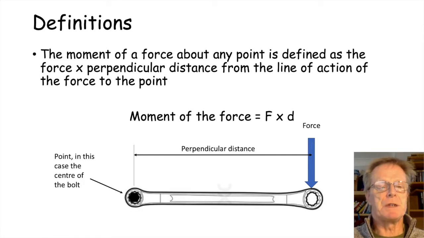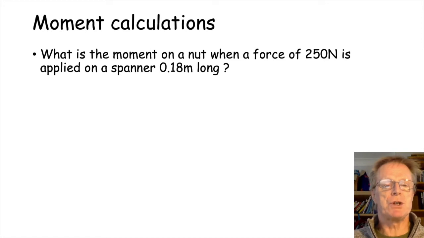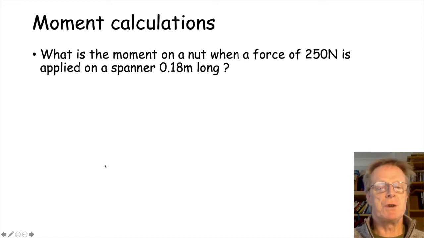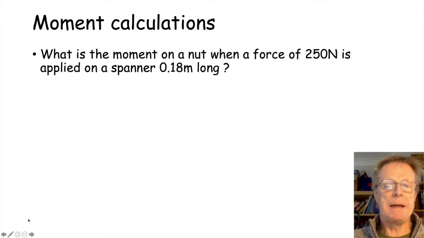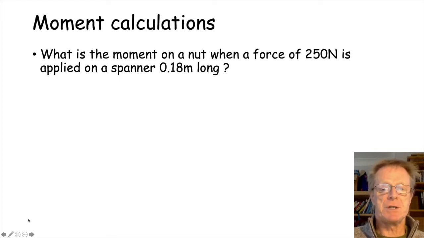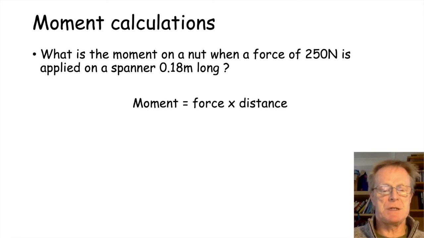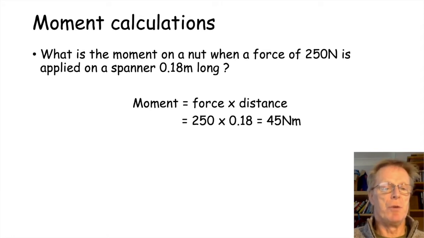So let's take a simple example. We can calculate the moment on a nut when a force of 250 newtons is applied to a spanner which is 0.18 metres long. So first of all, we write down the moment equation. Moment is force times distance, and then we can simply put the numbers in. In this case, 250 newtons, the spanner is 0.18 metres long, so you multiply the two together and you get 45 newton metres. That's the moment that's actually being applied to that nut.